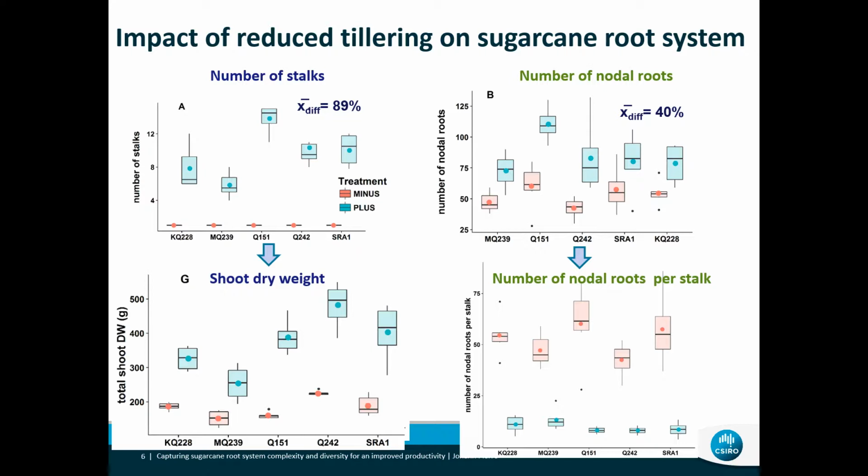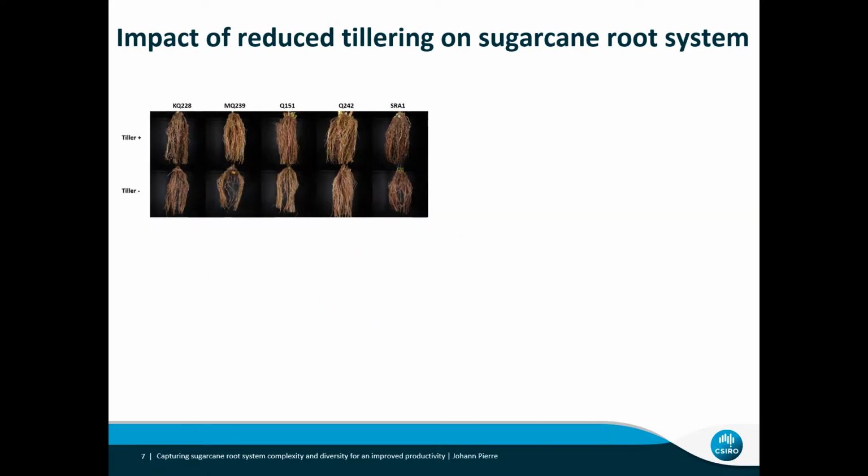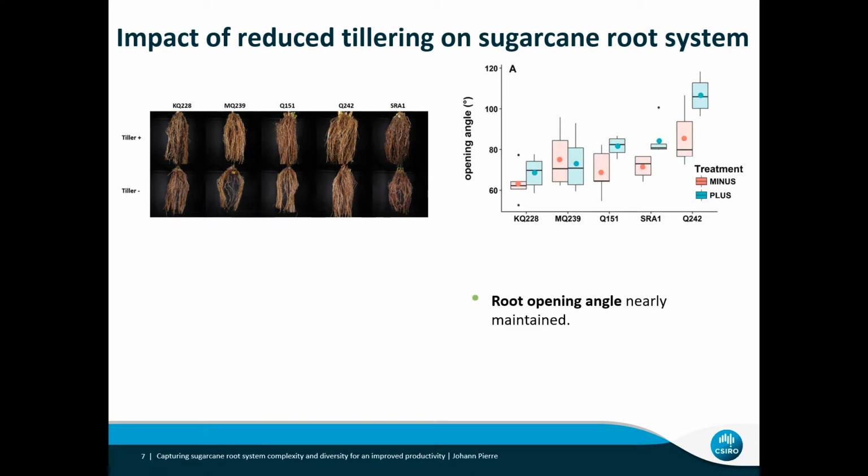And then it was really interesting to see the impact that the number of nodal roots and the number of tillers had on the root system opening angle. You can see an example of this in this picture, which was obtained by hanging the root system of this plant on a black box illuminated by LED. As you can see on this graph, the root system opening angle was not that different between treatments. So while there was a massive reduction in tiller numbers between treatments, the root system opening angle of the restricted plant was only decreased by 10 degrees.